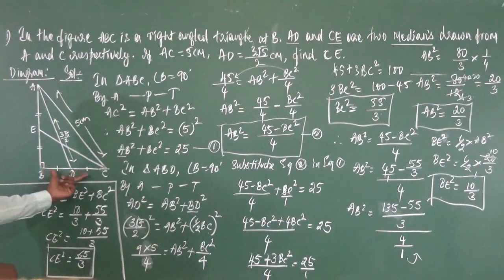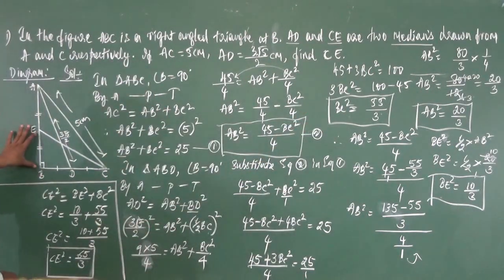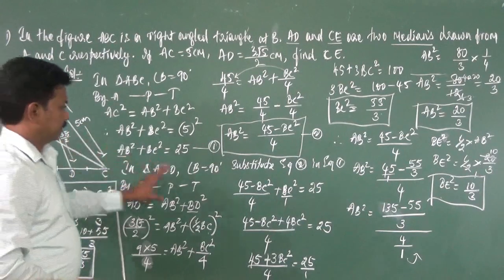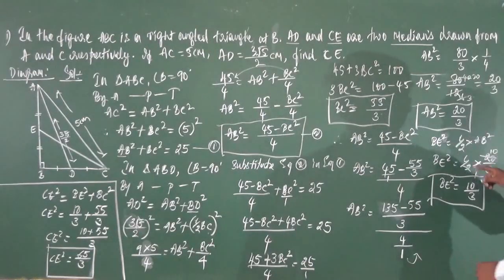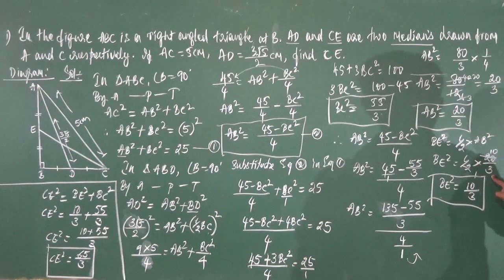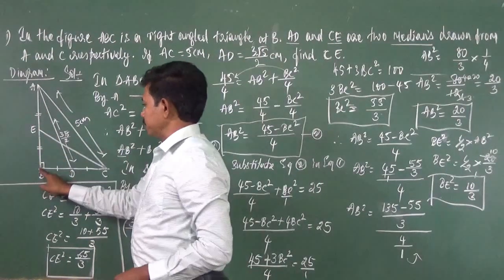So BC square we have got the value 55 by 3 and BE square we have got the value as 10 by 3. So BE square is equal to half of AB square. So BE square is equal to 1 by 2 into AB square, which is 20 by 3. I have taken this. So 2 ones are 2, 2 tens are 10, it is 10 by 3. So BE square becomes 10 by 3.